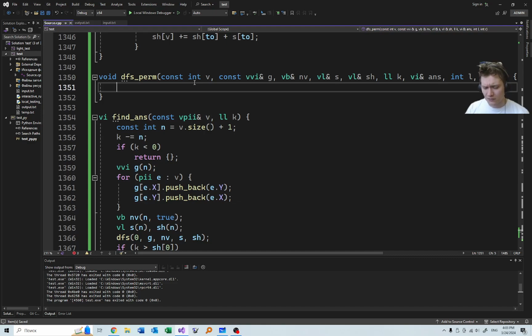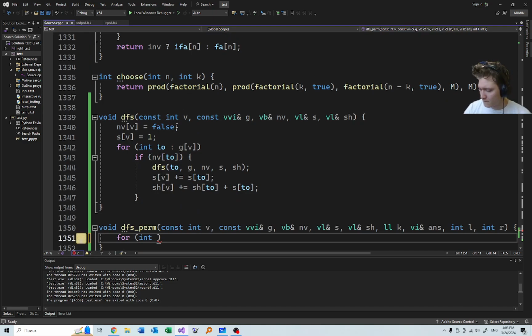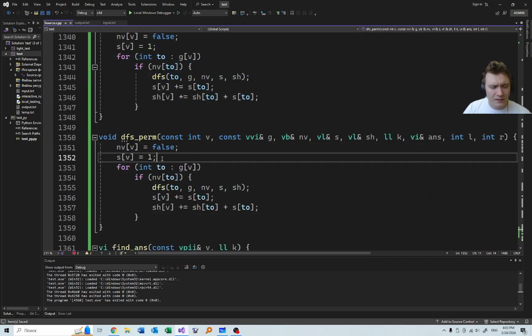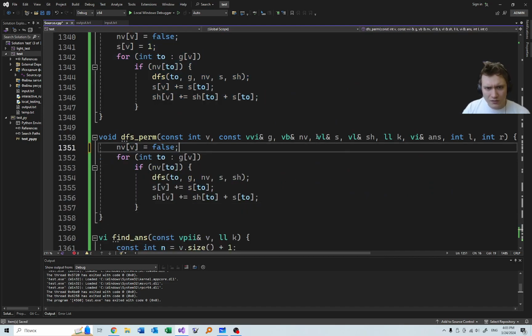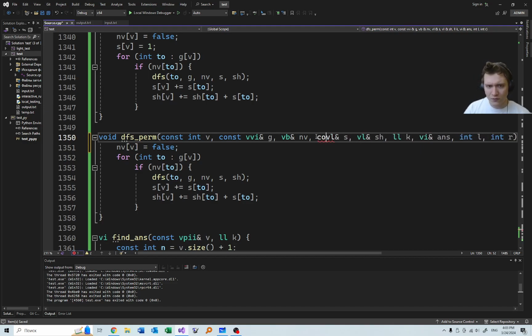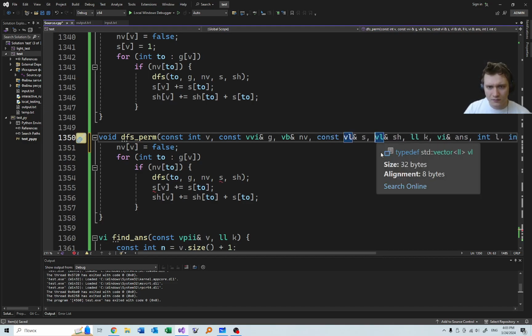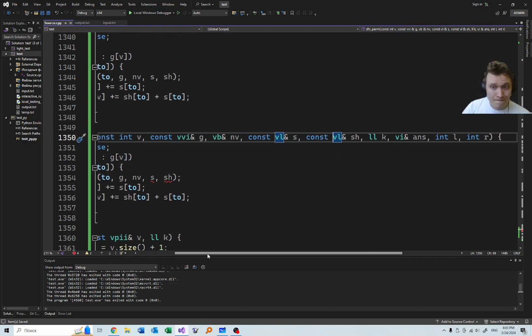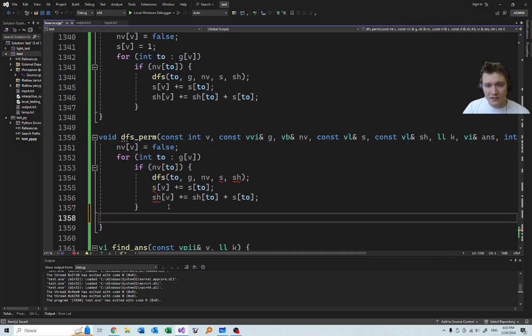Well, it's not hard. We can do it step by step. So again, NVV is false. S3 we don't change. Actually, we only have consts here. Also, I'll say that in the end, ans v becomes L.